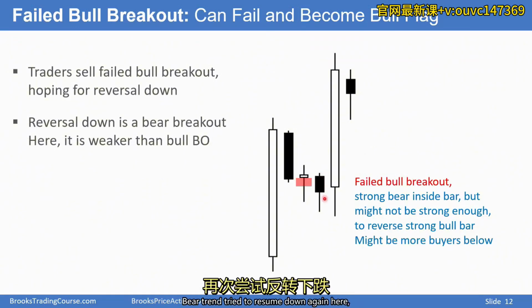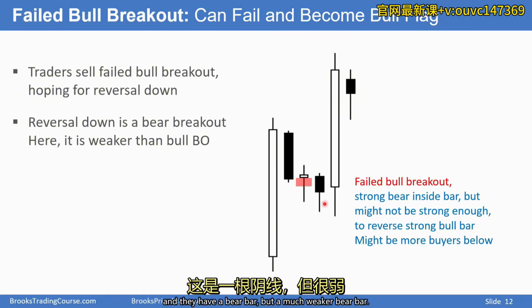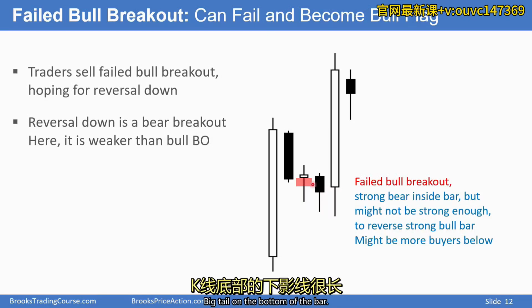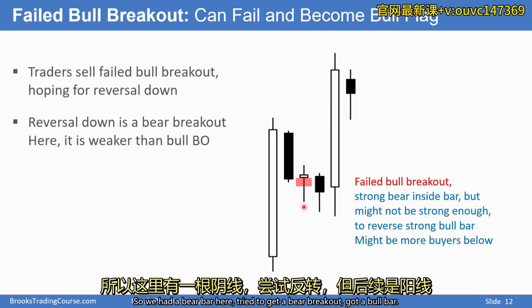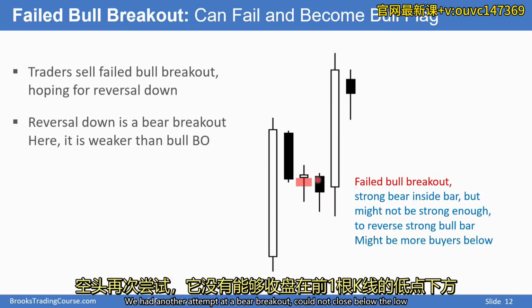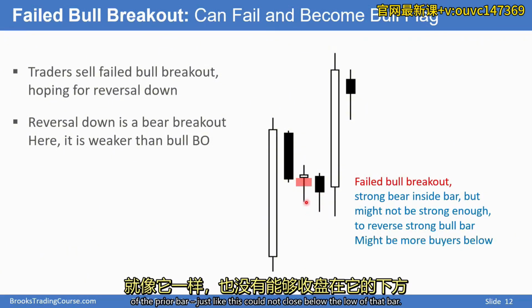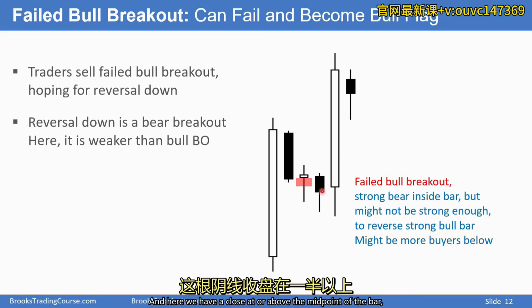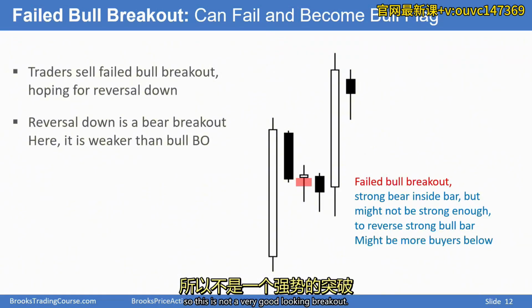Bear trend tried to resume down again here, and they have a bear bar, but a much weaker bear bar, big tail on the bottom of the bar. So we had a bear bar here, tried to get a bear breakout, got a bull bar. We had another attempt at a bear breakout, could not close below the prior bar, just like this could not close below that bar. And here we have a close at or above the midpoint of the bar. So this is not a very good looking breakout.